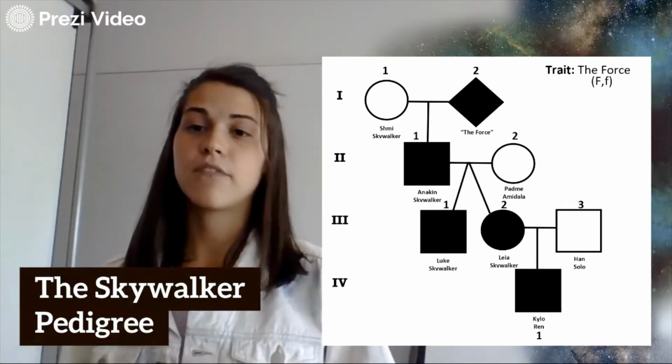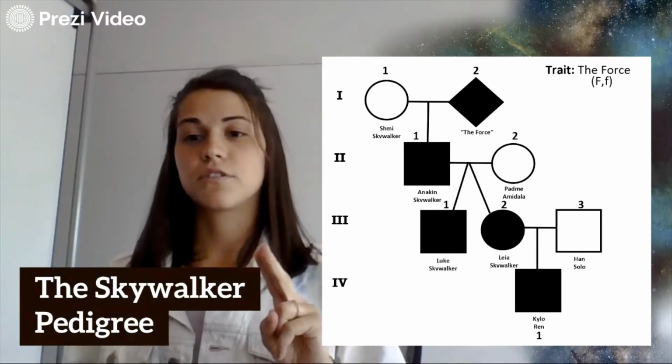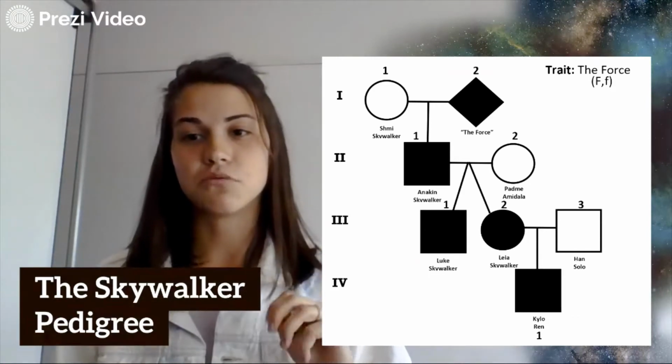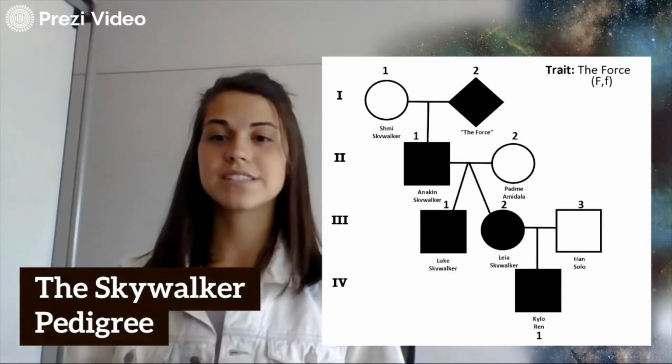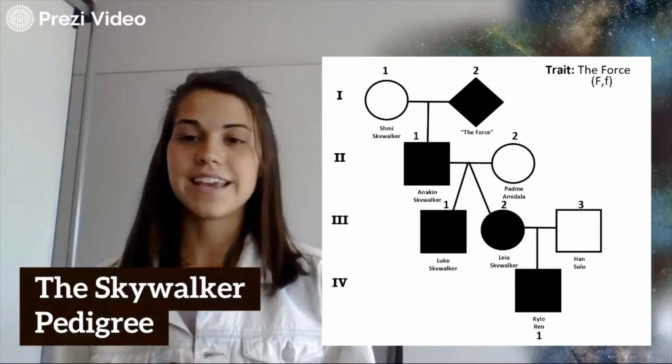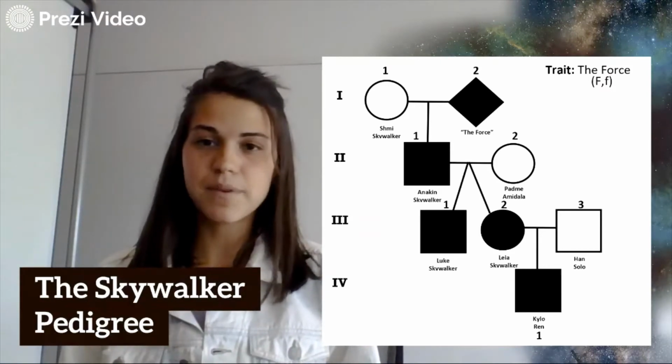Also, a part of our phenotype, we have 3 genders made up: circles for females, squares for males, and rhombuses for unknown genders. So if we start in generation 1, we have Shimmy Skywalker, who then is with the Force, and because the Force is neither male nor female, is perfectly represented by the rhombus.